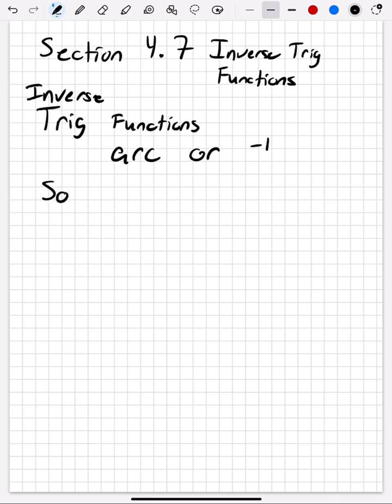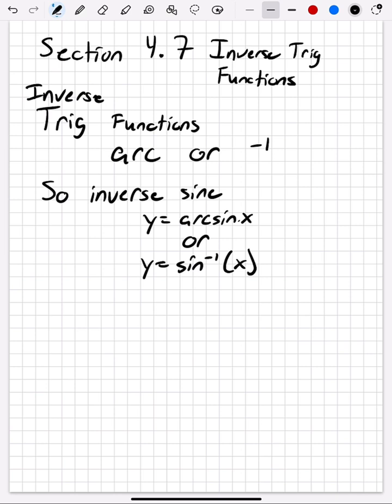So as an example, for inverse sine, we would say that y is equal to the arc sine of x, or we would say that y is equal to the sine raised to the negative first power of x. Okay, either way that you want to use the notation is great with me.